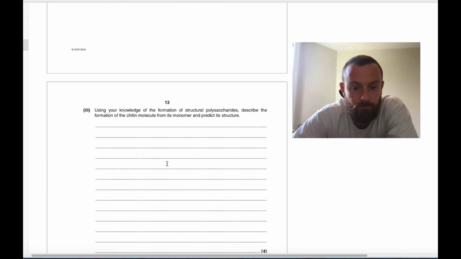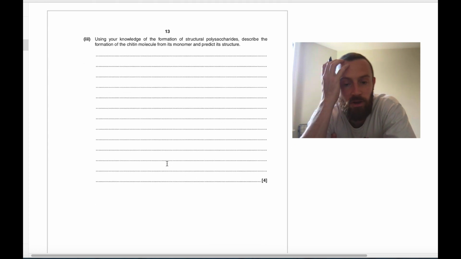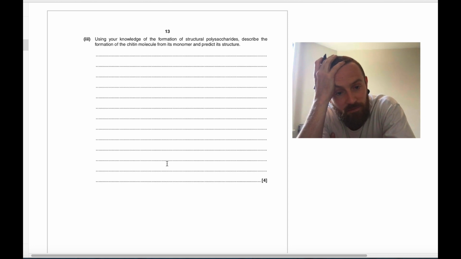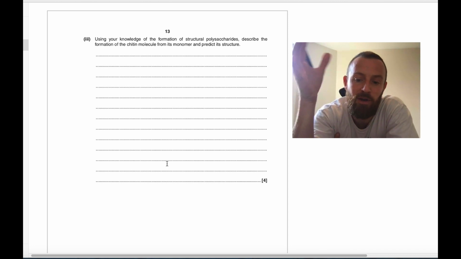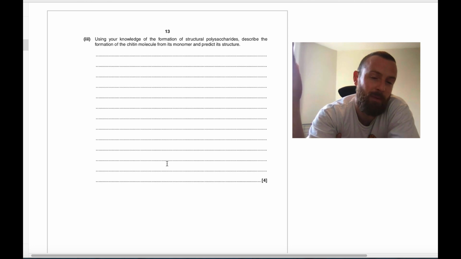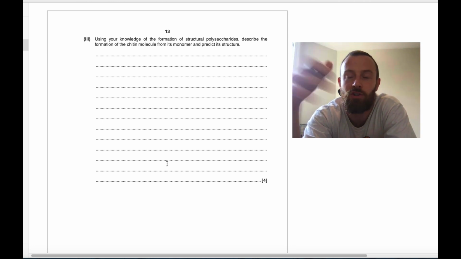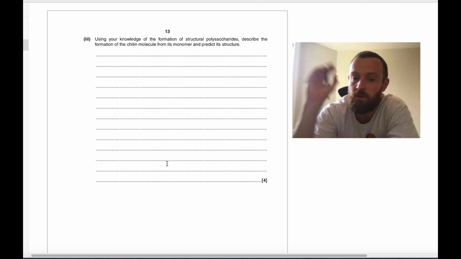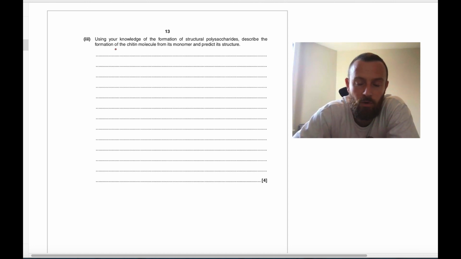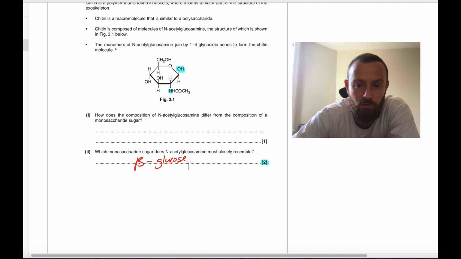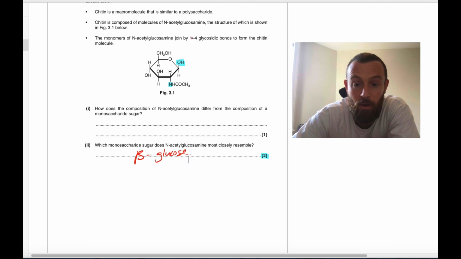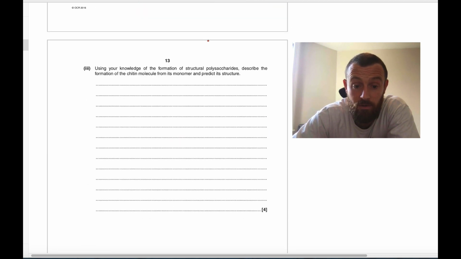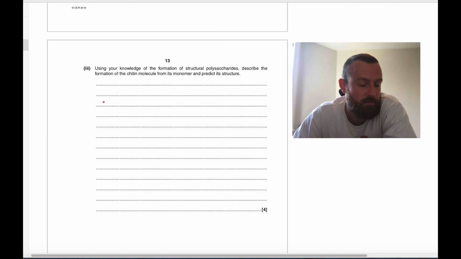All right, on we go. Using your knowledge of the formation of structural polysaccharides, describe the formation of the chitin molecule from its monomer and predict its structure. This is a question asking about your knowledge of cellulose, but asking you to apply it to a novel situation. We're not talking about beta glucose, we're talking about N-acetylglucosamine, and 1,4-glycosidic bonds. So it's the same stuff as cellulose.